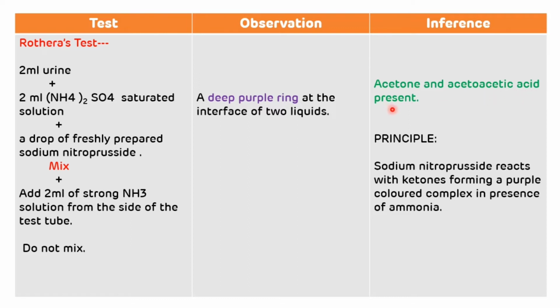And the principle of Rothera's test is sodium nitroprusside reacts with the ketones, forming a purple color complex in the presence of ammonia. So that is the procedure, observation, inference and principle of Rothera's test, which is done for the detection of acetone and acetoacetic acid.